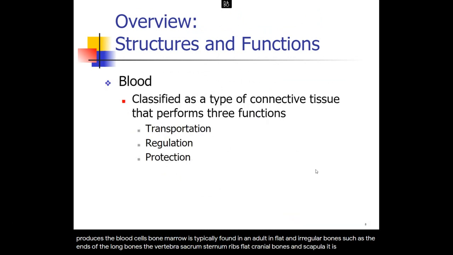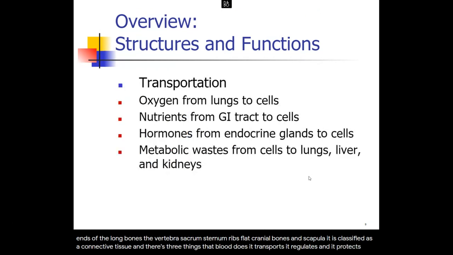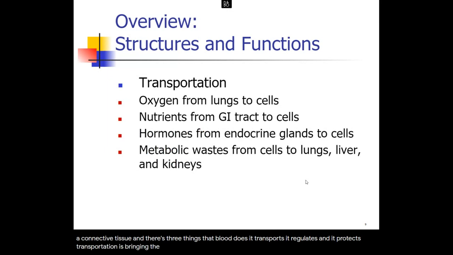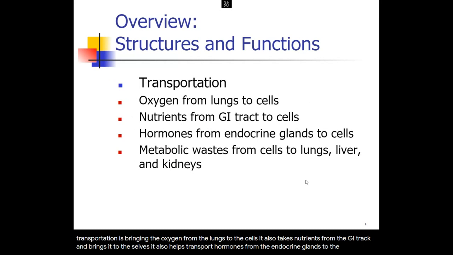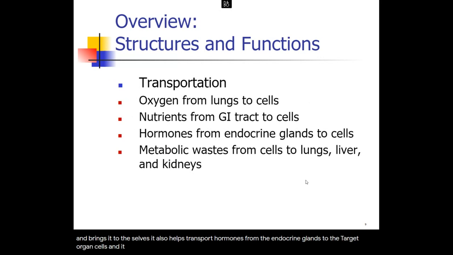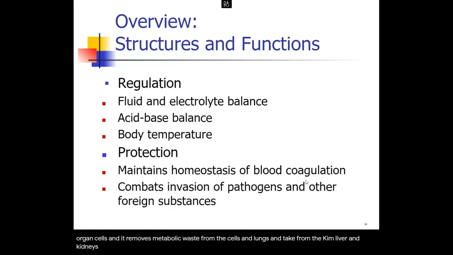It is classified as a connective tissue, and there are three things that blood does. It transports, it regulates, and it protects. Transportation is bringing oxygen from the lungs to the cells. It also takes nutrients from the GI tract and brings them to the cells. It also helps transport hormones from the endocrine glands to the target organ cells, and it removes metabolic waste from the cells, taking it to the lungs, liver, and kidneys.